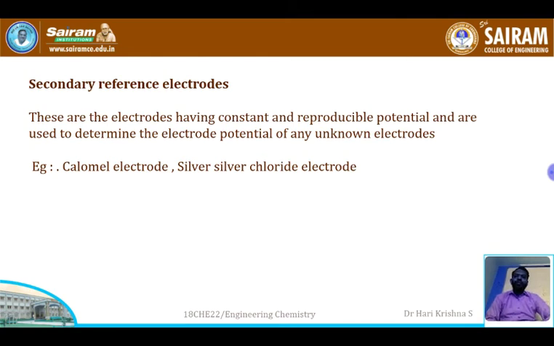So now we have two types. Examples of secondary reference electrodes might be the calomel electrode, silver chloride electrode, ion selective electrodes, etc. We have different types of secondary reference electrodes: metal ion, metal salt ion, ion selective, etc.